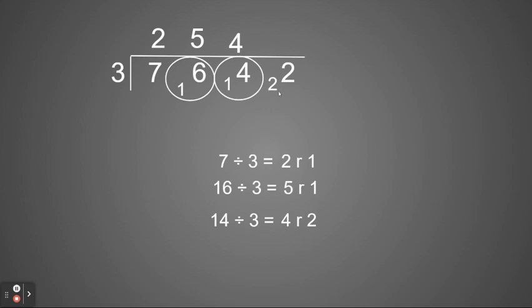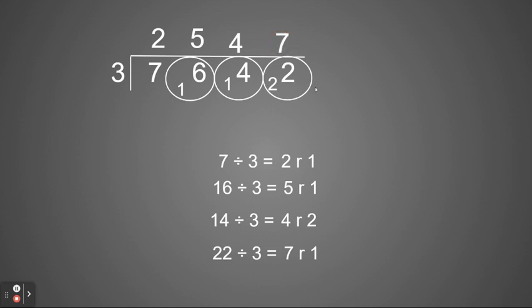And just like before, I'm going to circle those 2 digits, and I have now my number 22. So now it's time to divide out 22 divided by 3. So I'll write my equation, 22 divided by 3. I know that 3 times 7 is 21, so 22 divided by 3 will be 7 with a remainder of 1. Again, I'm going to write my 7 above the 2.